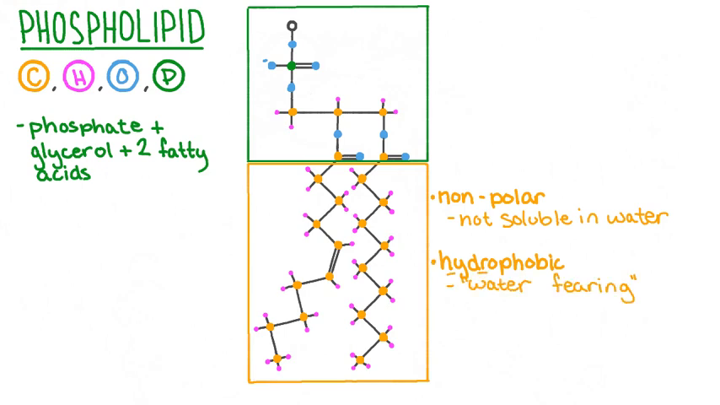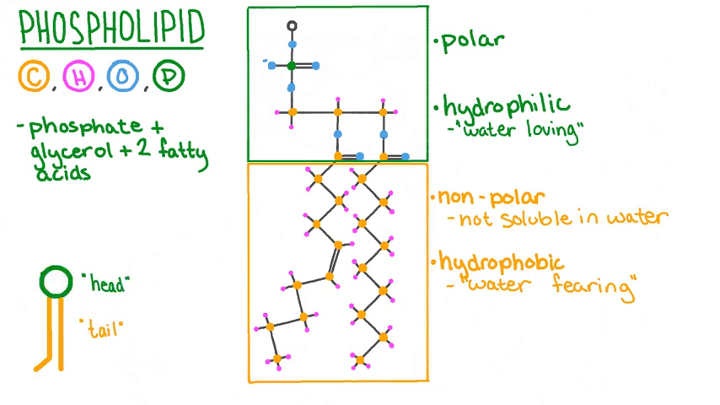Hydro is a word part that refers to water, and phobic means fearing. In contrast, the part of the phospholipid that includes the phosphate group and the glycerol molecule is polar in nature. Another way to describe it is hydrophilic, or water-loving. Here we have a simplified diagram of a phospholipid that you're likely familiar with. It shows the hydrophilic head region and the hydrophobic tail.